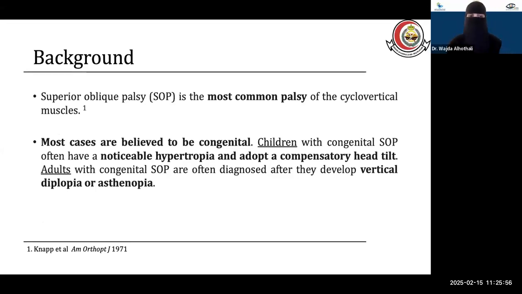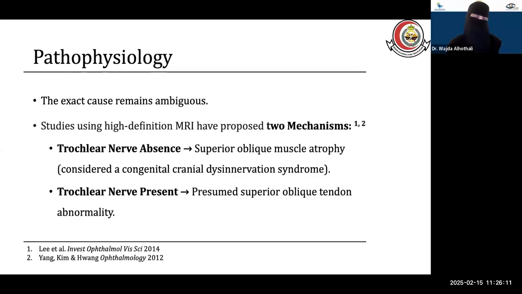It is the most common palsy of the cyclovertical muscles. Most cases are believed to be congenital. Children usually present with a hypertropia and a compensatory head tilt, whereas adults present with diplopia and asthenopic symptoms after they decompensate their fusional amplitudes. The exact cause remains ambiguous. Studies using high-definition MRI propose two main mechanisms. Either the trochlear nerve is absent, resulting in a superior oblique muscle atrophy, which is considered part of the spectrum of the CCDDs, or the trochlear nerve is present and the abnormality lies in the superior oblique tendon, which is the case in the majority of congenital cases.